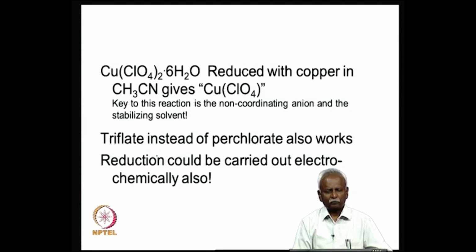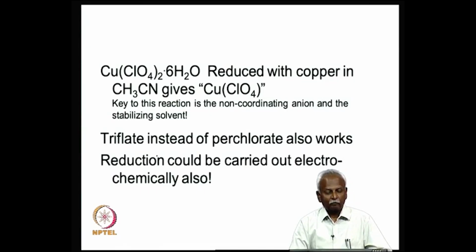So, a similar situation occurs with the copper complex. If you take a copper 2 plus ion, you can reduce it with copper metal in the presence of a solvent like acetonitrile, CH3CN. The key to this reaction is that you have a non-coordinating or weakly coordinating anion, the perchlorate anion, and also a stabilizing solvent. Copper 1 is stabilized in the presence of acetonitrile, because acetonitrile is a pi accepting ligand, and so it stabilizes the lower oxidation state of copper. In this case, it is copper 1.